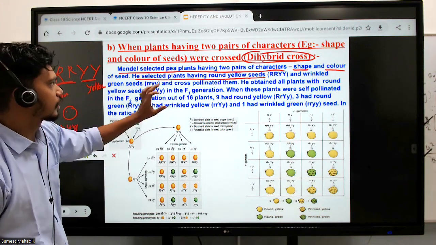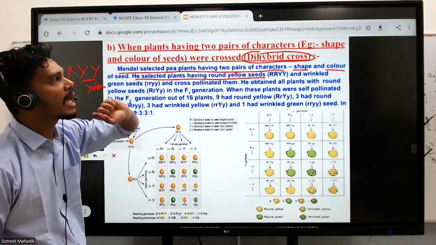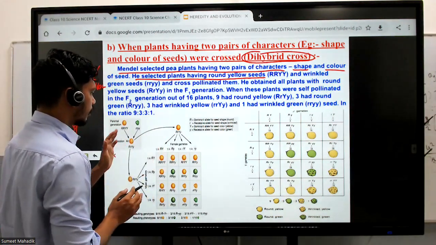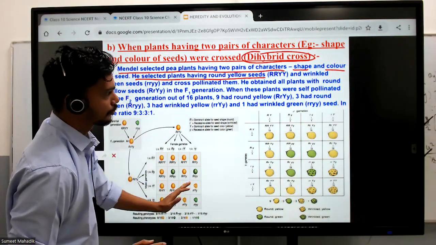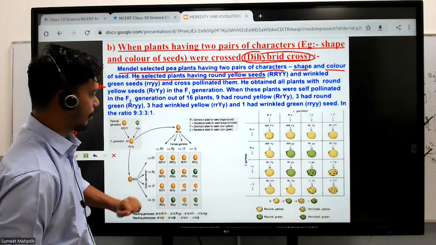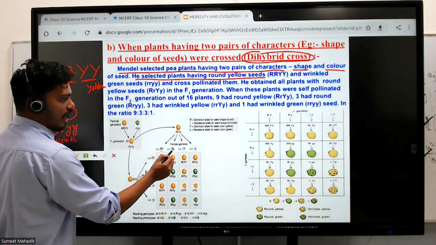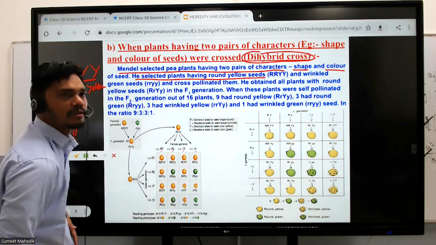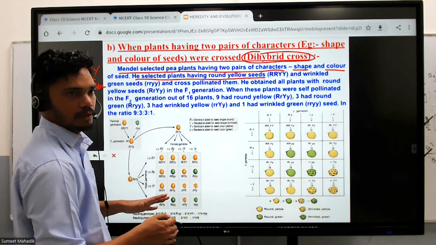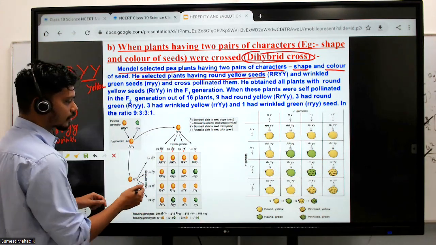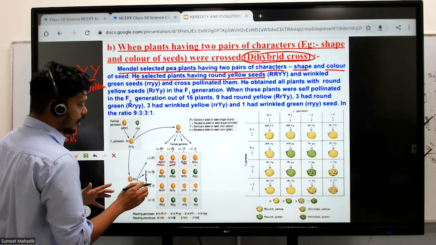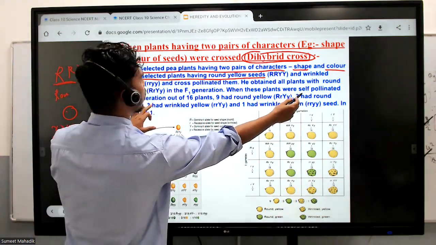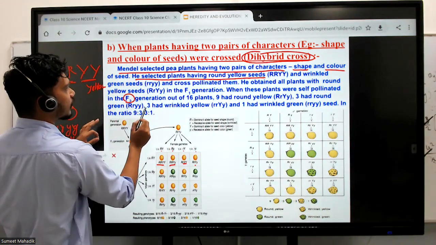Now, in the F1 generation, they took this F1 generation for dihybrid. What is dihybrid? More than one character, two characters we are considering. So what is happening over here? Look at this table. What is going to happen? RY, RY, RY, RY. When we combine them, we get 16 combinations. Out of that, what is happening over here? The self-pollinated F2 generation undergoes this, out of 16.